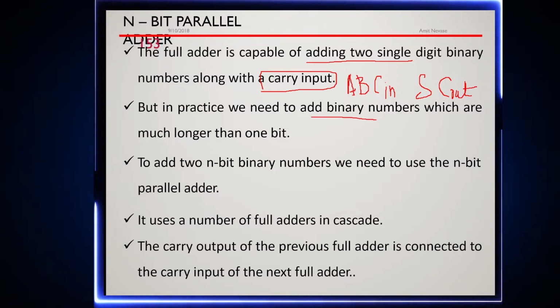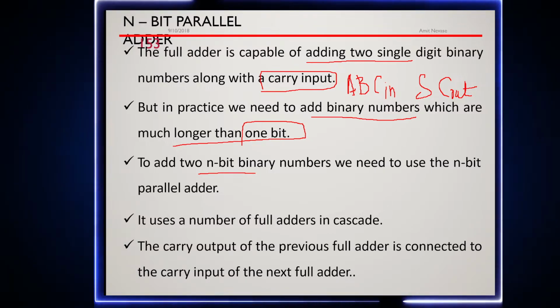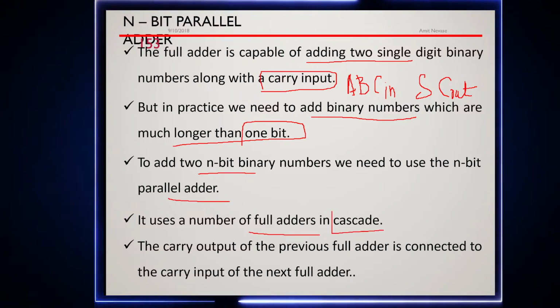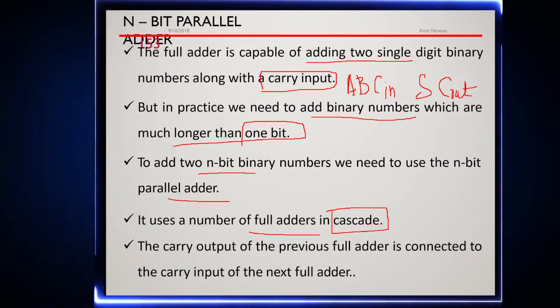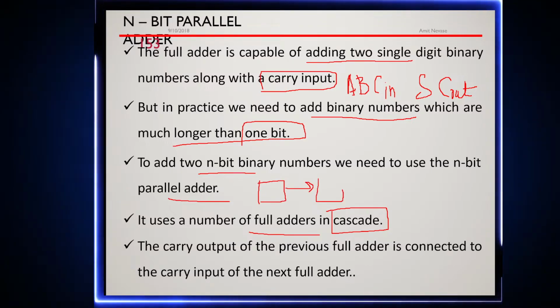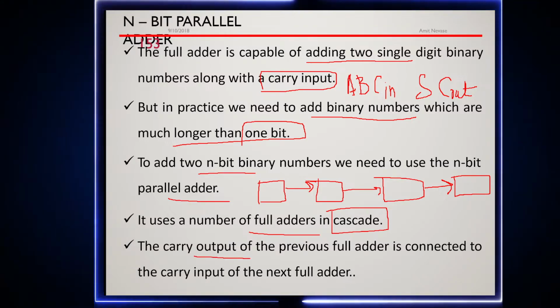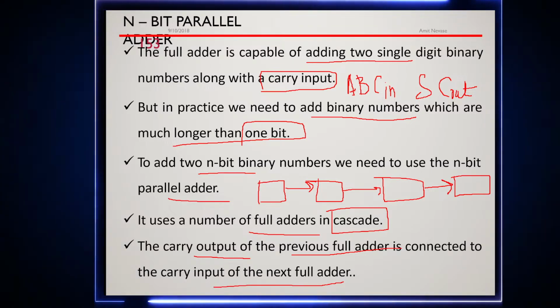But in practice, we need to add binary numbers which are much longer than 1 bit, right? So to add n-bit binary numbers, we need to use n-bit parallel adders. That means it uses a number of full adders in cascade. A cascade means the output of the first adder is given to the input of the next adder. This is nothing but cascading, just like a train. Now the carry output of the previous adder is connected to the carry input of the next adder.